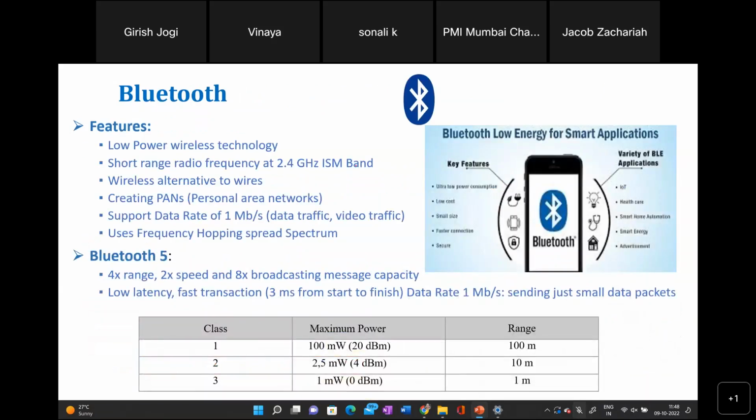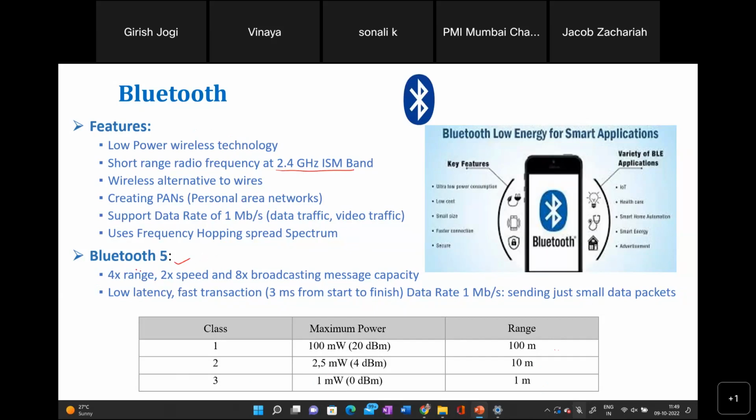Then Bluetooth. As said, Bluetooth is class 1, 2 or 3. If you want to increase the range, you need to increase the power which you are transmitting. So 100 milliwatts of power is transmitted if I want 100 meter range, and for 1 meter range, I am transmitting 1 milliwatt of power, at a frequency of 2.4 gigahertz. Bluetooth is in the ISM band, the free band, wherein without any permission, you can develop your own application.